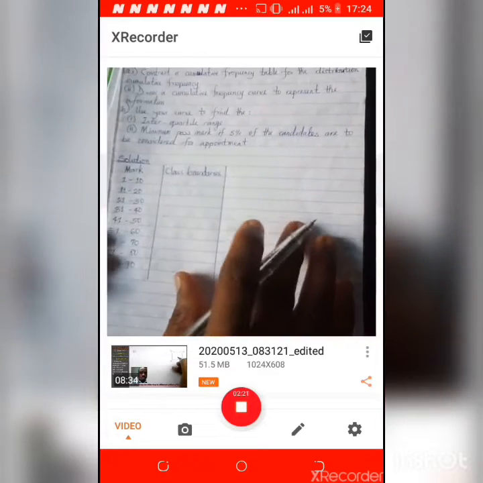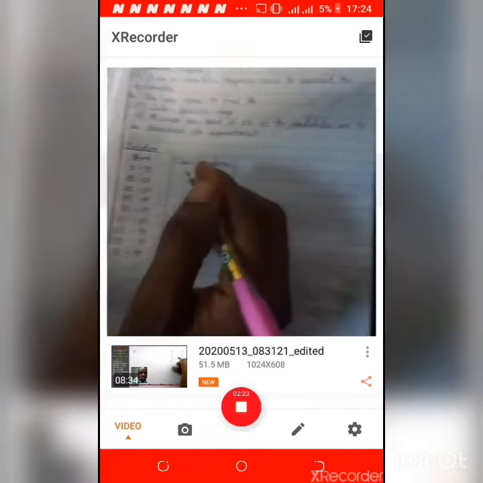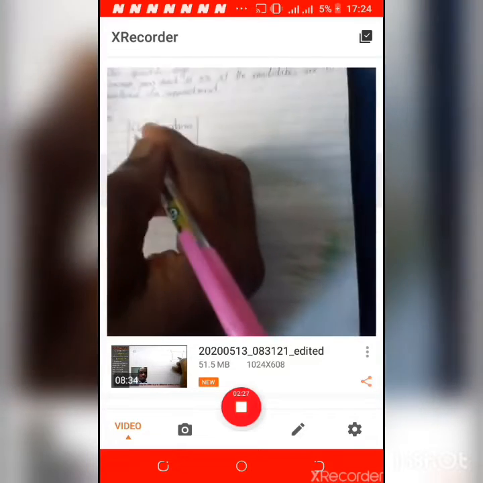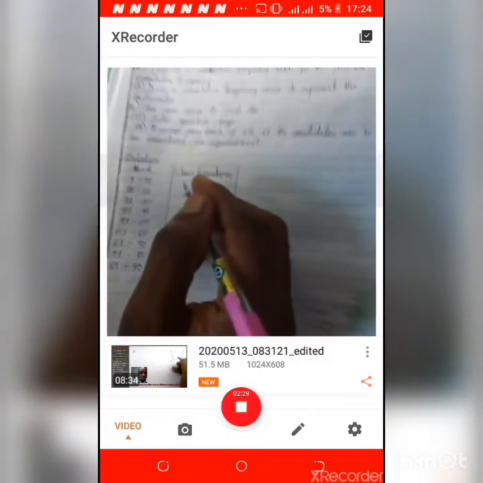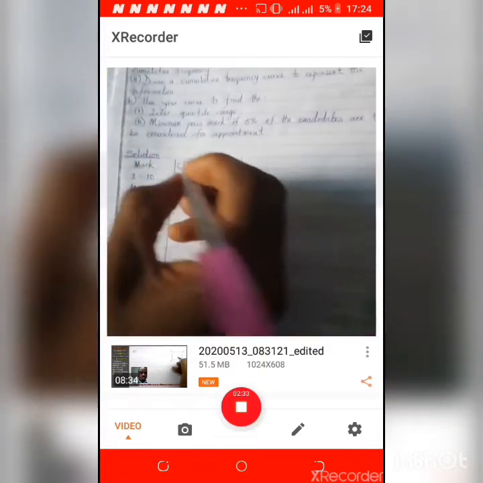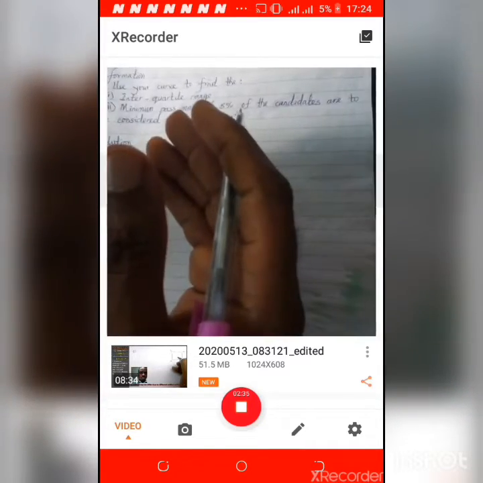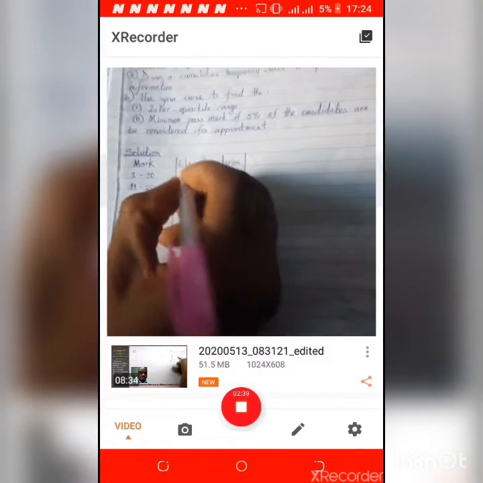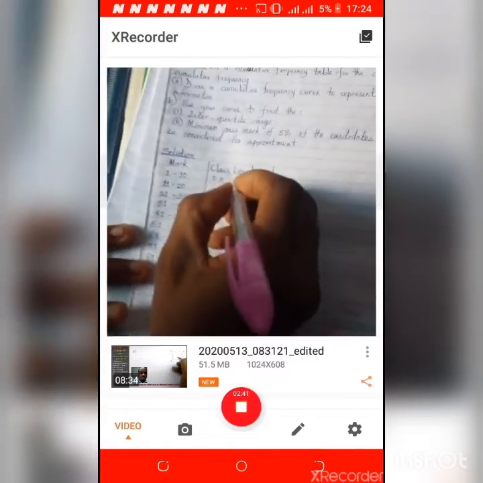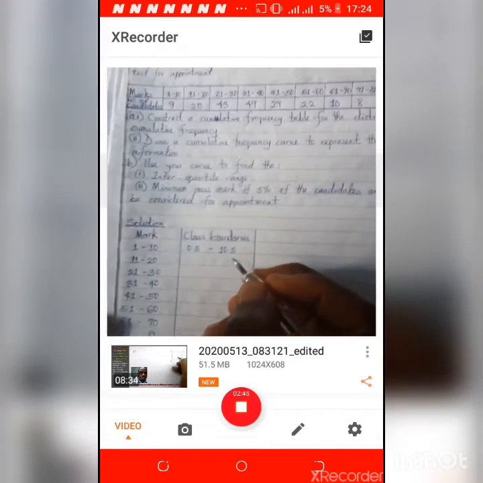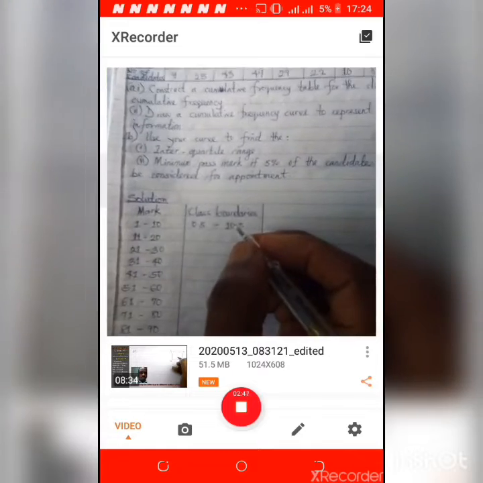Now to get the class boundary, the first one given to us here is from 1 to 10. So from 1 to 10, we're moving it down since it's starting from 1. That gives us the class boundary 0.5 to 10.5. So 0.5 to 10.5. That's what we're going to move on with.